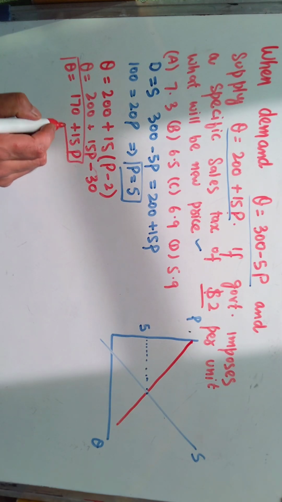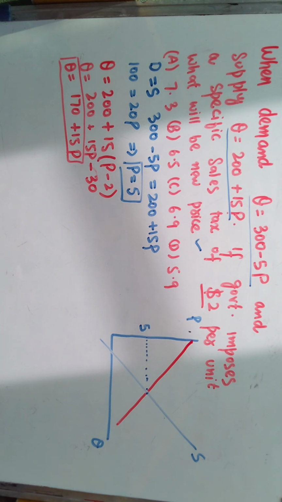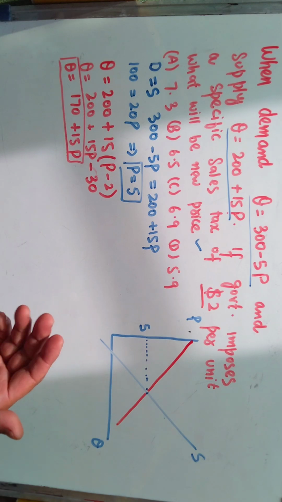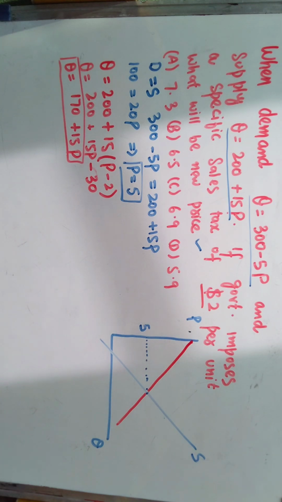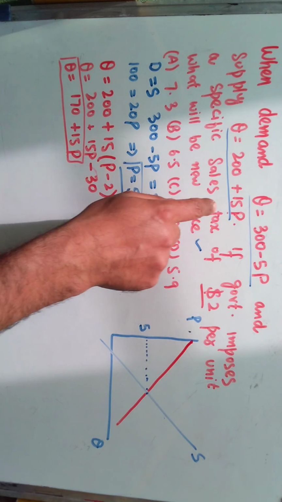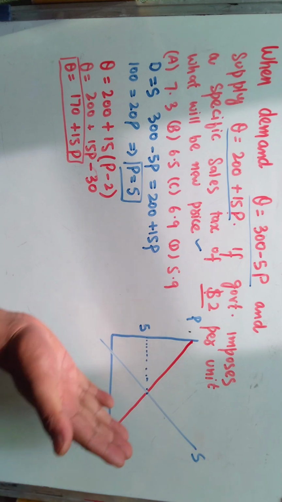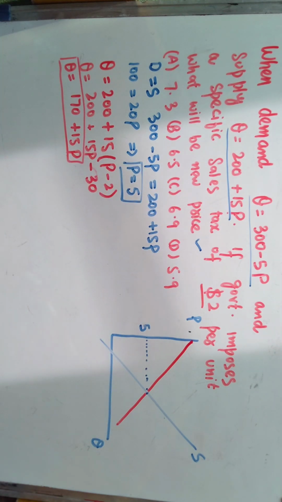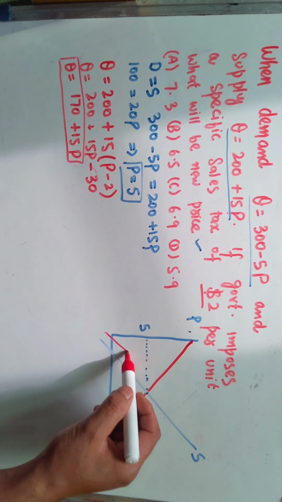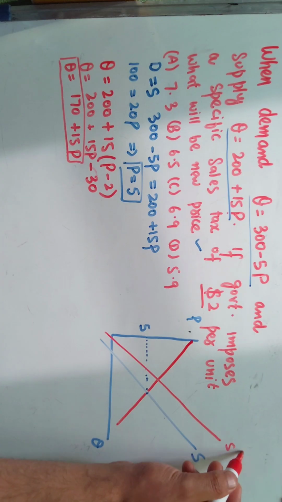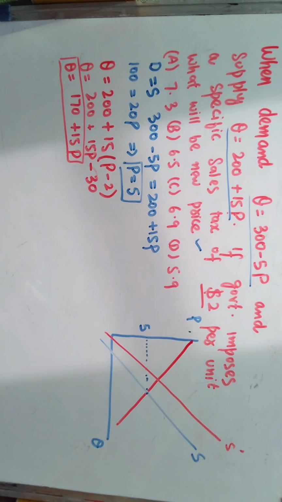So when the government imposes the per unit specific tax, what happens to the supply function? The marginal cost of production will increase. So our new supply function will have the same slope as the original supply function, but it will shift towards the left. The new supply function will be like this. So this is our new supply after the imposition of the per unit tax.